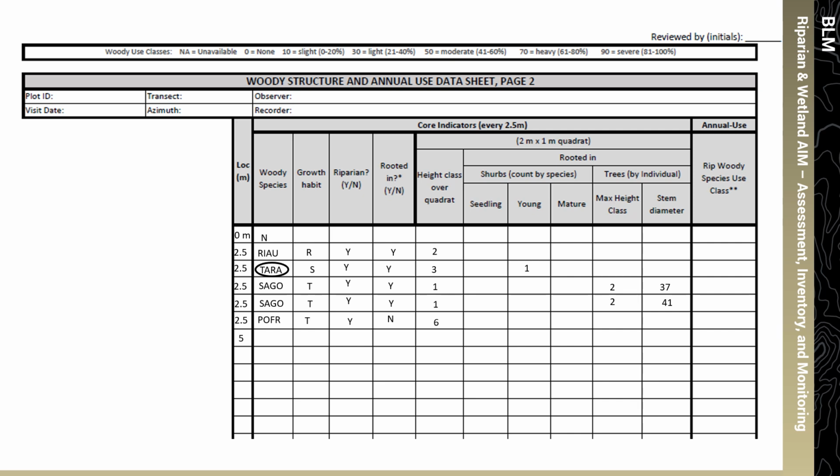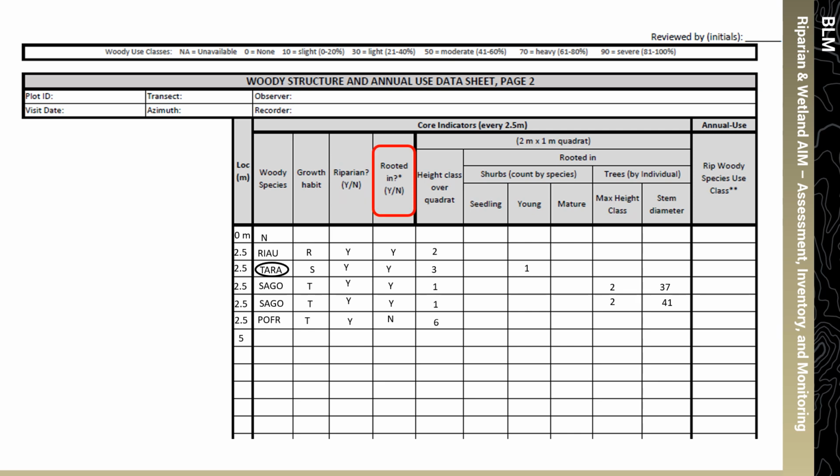Here's an example of how the woody individuals in our example quadrat would be recorded on a data sheet. The location on the transect would be recorded. In this case, the location was 2.5 meters along the transect. There would be a row for each species, with the species recorded and circled if all stems and branches were dead, like the Tara. Then for each species, record its growth habit, whether it's riparian, and whether it has rooted in individuals.